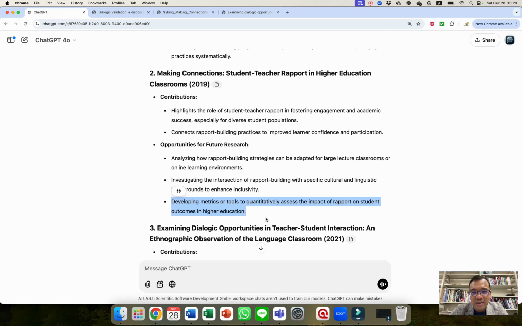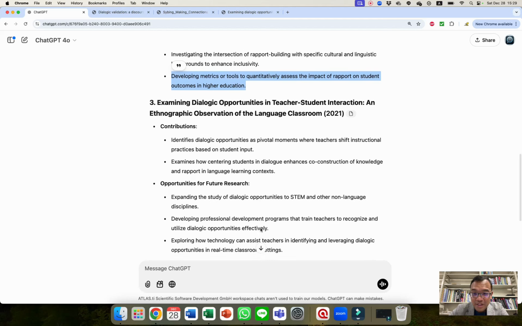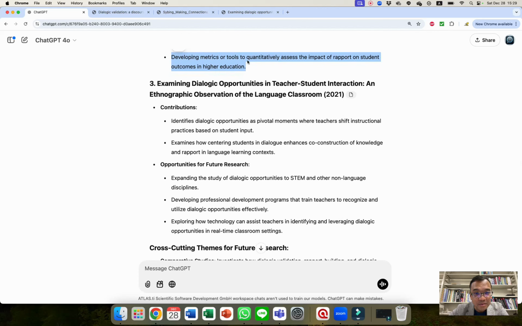theories that come from qualitative research are a good place to explore new ways to measure concepts or phenomena. That is if you're quantitative in nature. Let's go ahead to the third one about dialogic opportunities, expanding the study of dialogic opportunities to STEM and other non-language disciplines. Right, my research is mostly focused on language education rather than the STEM fields.